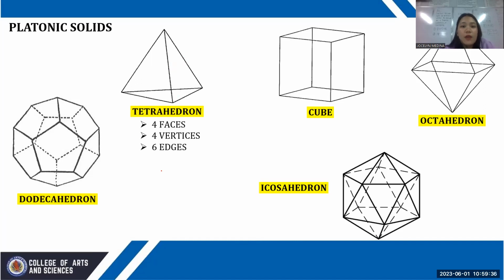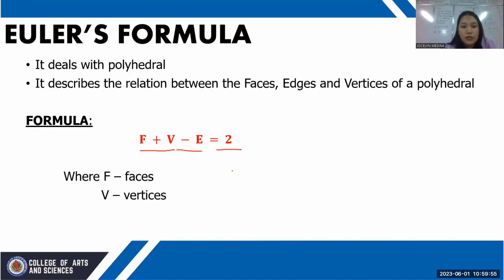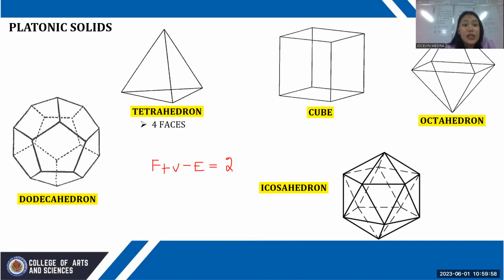Now, what you will do is use your formula. We said F plus V minus E. Okay? That should be equal to 2. So F plus V minus E: 4 plus 4 is 8, minus 6 should be equal to 2. Correct.